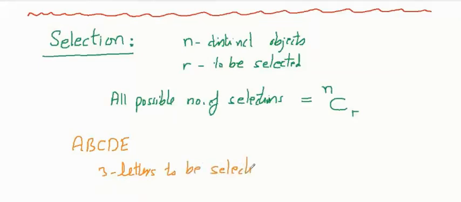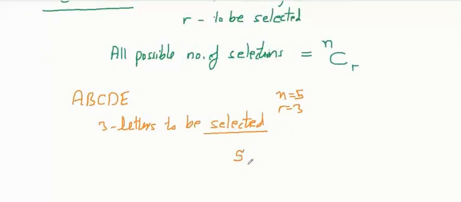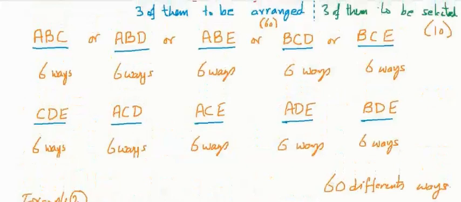So the word is selection, so it means we will use NCR here. N is equal to 5 and R is equal to 3, so it will be equal to 5C3. If you use the calculator, first write 5, then press shift and the division key, and you'll get C on the screen. After that, write the value of R, 3, and press equal, and you'll get 10. And see, when we did it manually, we also got 10.